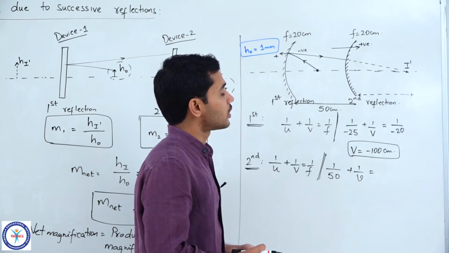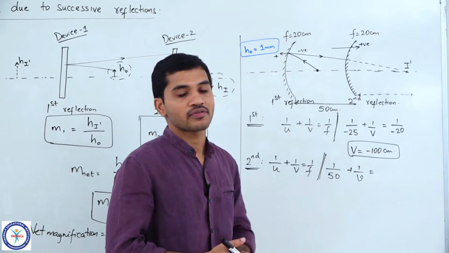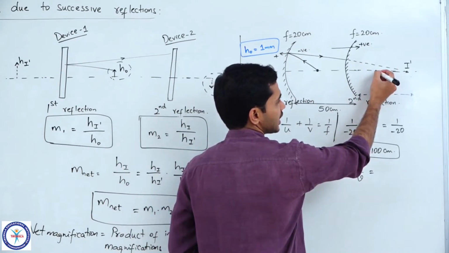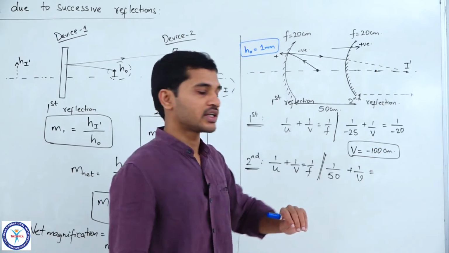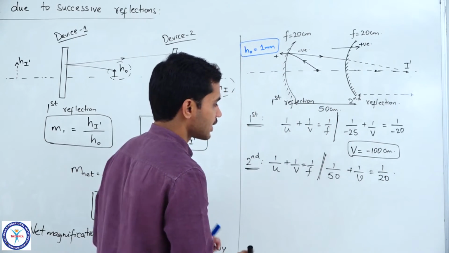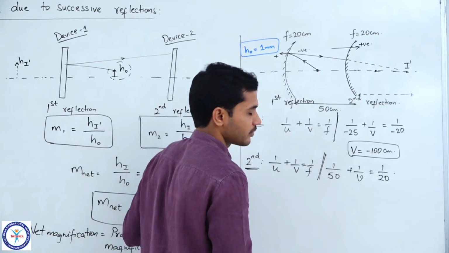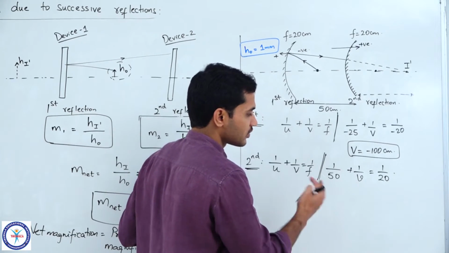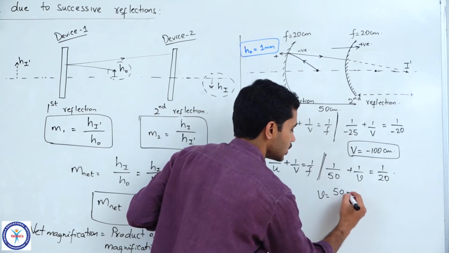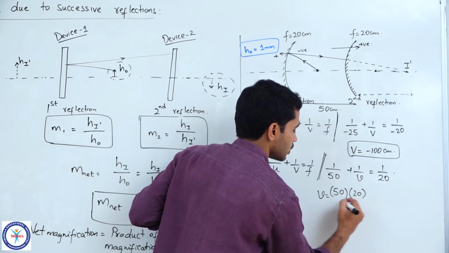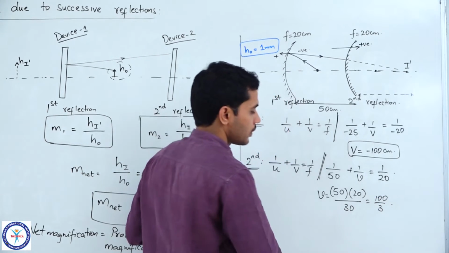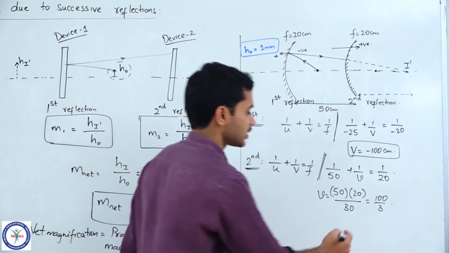What is the value of 1 by f? What is the value of f for a convex mirror? That is also given as 20, and you know that focus will be on this side itself, so on the positive side itself. So 1 by 20. Now simplifying that, 1 by 20 minus 1 by 50 will give you v is equal to 50 into 20 by 30. So I will get v is equal to 50 into 20 by 30, which is 100 by 3. Now you got a positive value there, 100 by 3 centimeters.